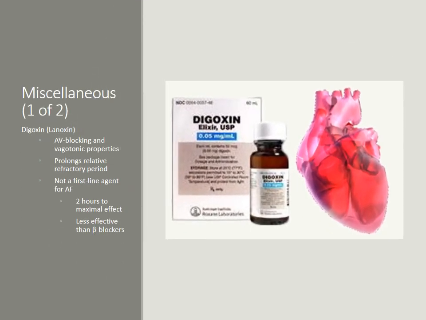Digoxin. Digoxin has direct AV blocking effects and vagotonic properties that aid in reducing the heart rate. Although digoxin prolongs the relative refractory period of the AV node and reduces the number of impulses through the AV node, it is not regarded as a first-line agent for atrial fib. Digoxin does not have a rapid onset, especially when you're trying to manage an acute condition such as atrial fib. It requires about 2 hours to achieve its maximum effect.